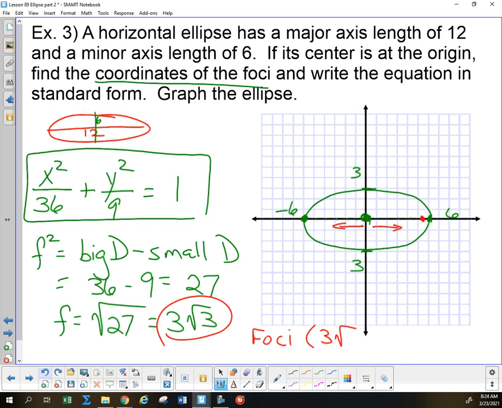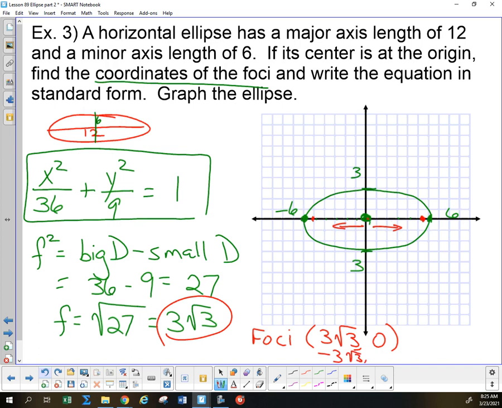3 root 3. And then I started at 0, 0, and I only go to the right. I don't go up or down, so the second coordinate is still 0. If I go to the left, 3 root 3, I'm going to be about there, so I'm just going to put a dot in there. And if I go to the left, that takes me to minus 3 root 3.